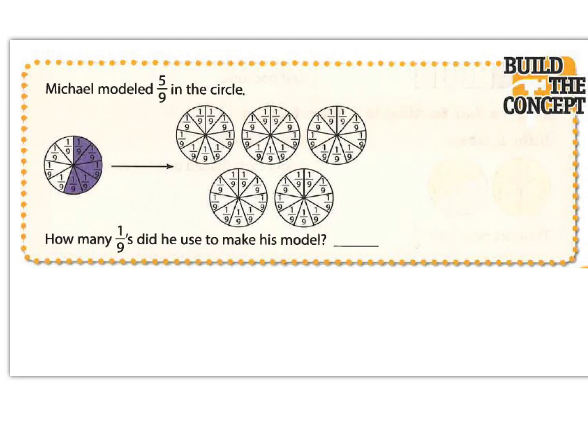Okay, this says Michael modeled 5/9 in the circle. So here we have 1, 2, 3, 4, 5 out of 9 in purple. Then what we're going to do is shade it in over here. So we have 1/9 and 1/9 and 1/9 and 1/9 and another 9th. How many 1/9 did he use? He used 1, 2, 3, 4, 5. So he had five 1/9 to make his model.